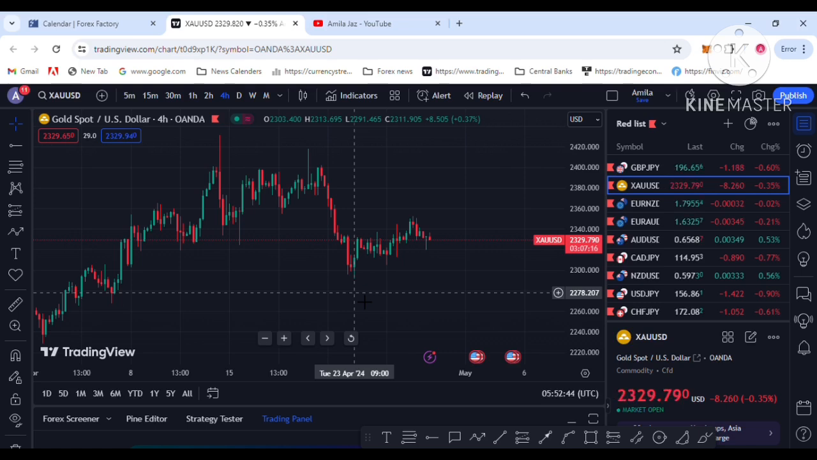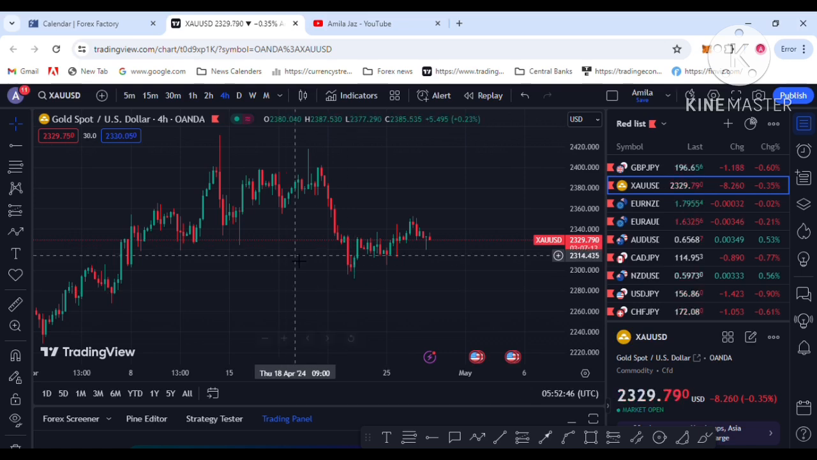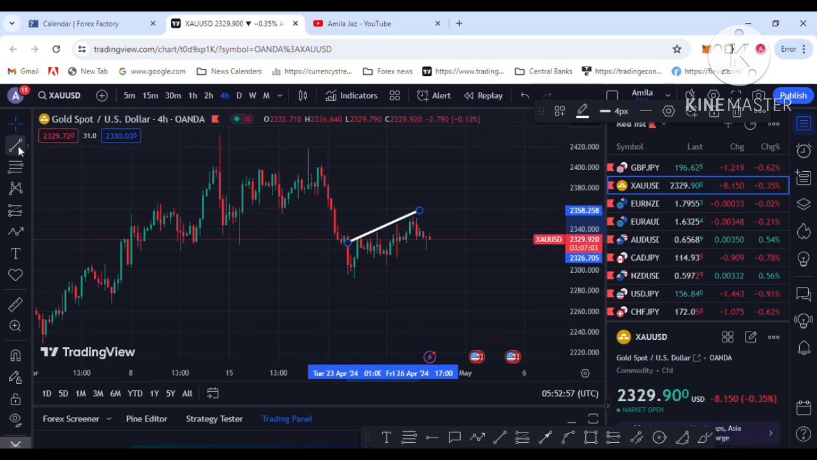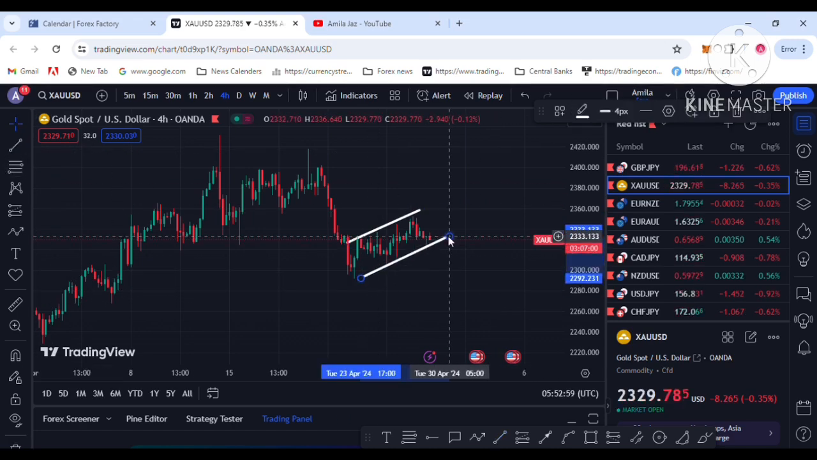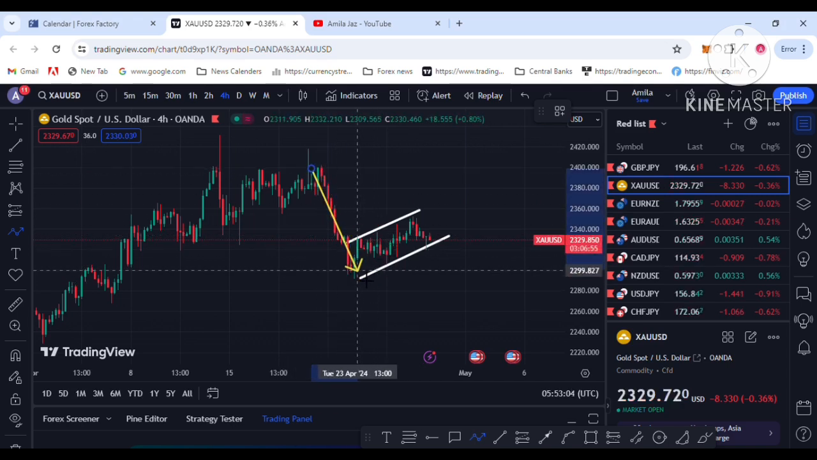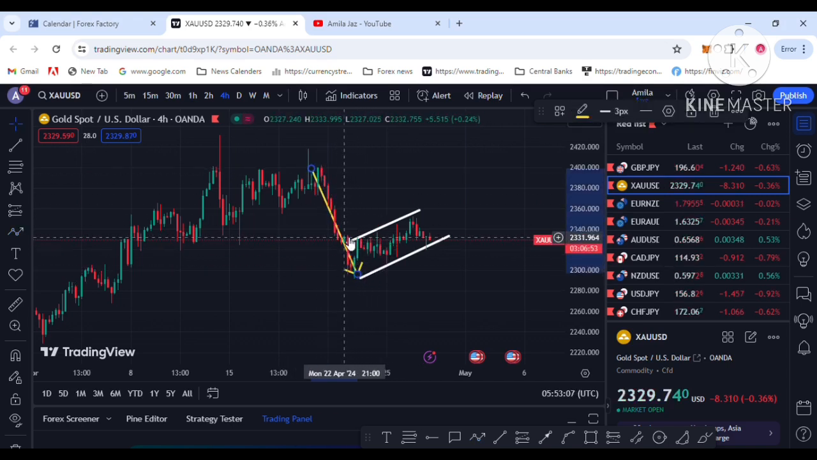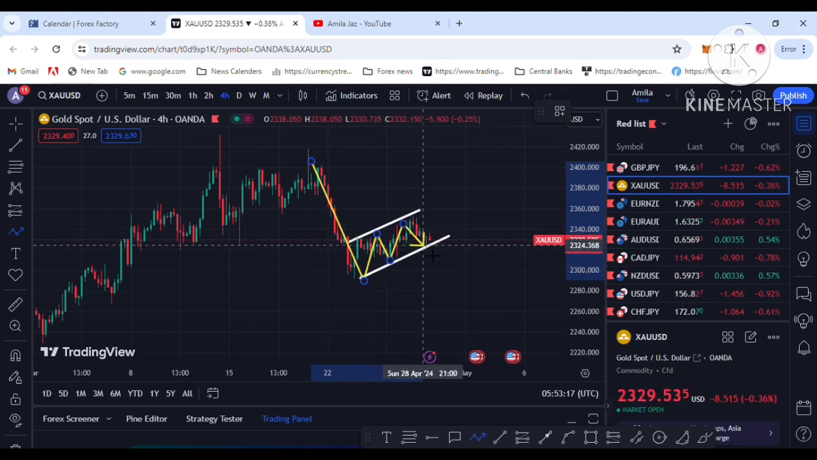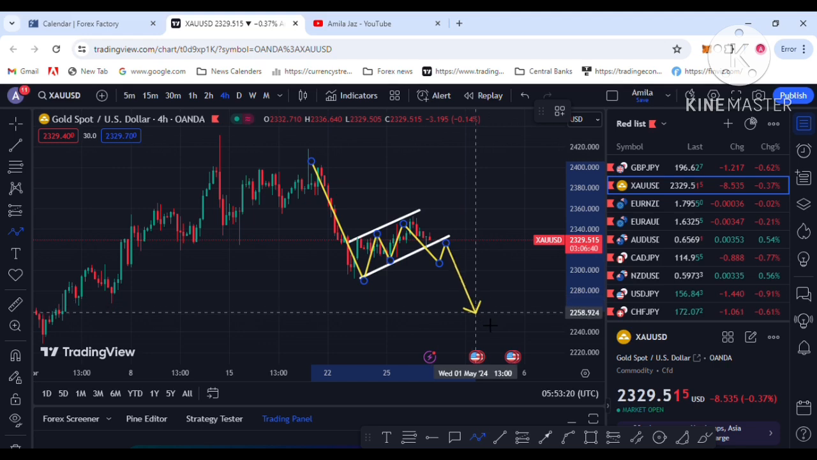So you can see the gold chart now. I am in the four-hour chart. You can see I am seeing a technical pattern. That's the bearish pattern. The bearish flag pattern is continuing. This is the flag. I am telling you technically this is a bearish flag pattern, a downside pattern. This type of pattern is continuing. So if it breaks to the downside, you have a sell opportunity.